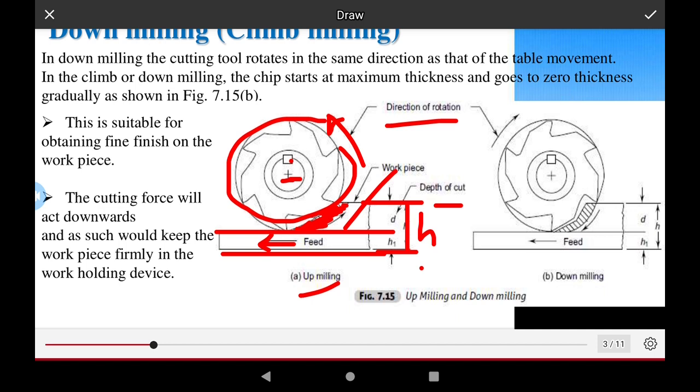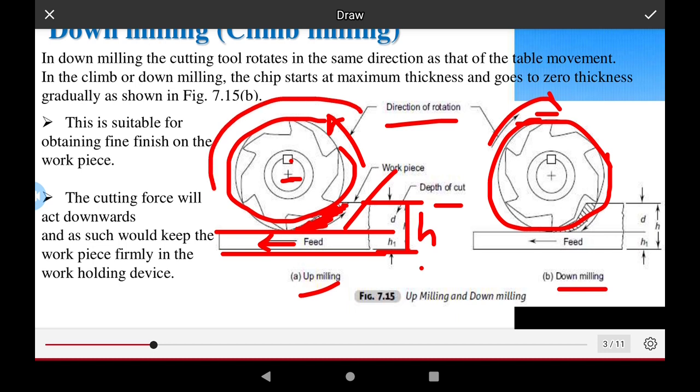And this is the down milling operation. The milling cutter is mounted on the shaft. The shaft rotates in the clockwise direction, and the tool also rotates in the clockwise direction.